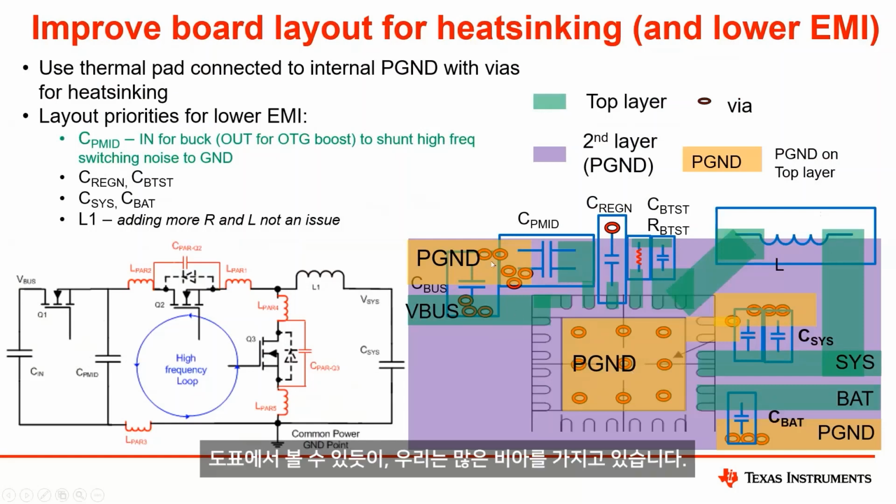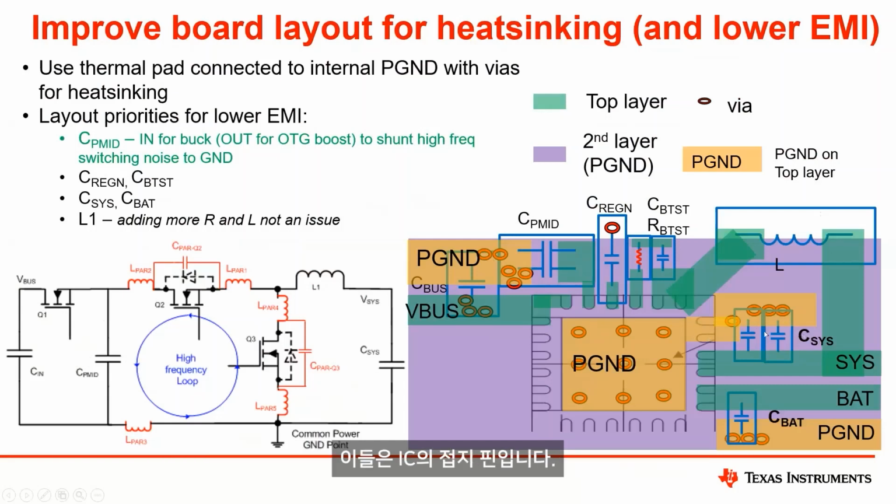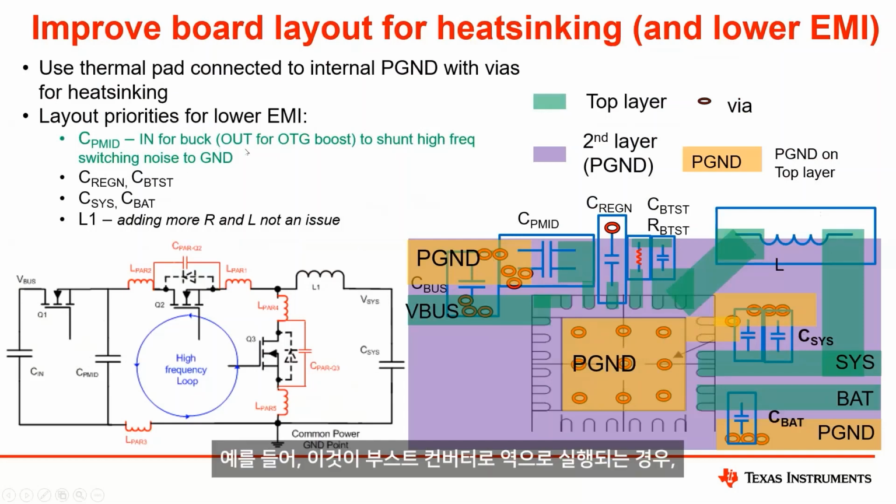And as you can see on the diagram, we have a lot of vias that take us back, and then the two pins over on the right-hand side that connect directly to the ground of the sys caps, those are the ground pins of the IC. So the priority for any kind of buck converter, and also if, for example, this is running in reverse as a boost converter, is that the PMID cap is critical to make sure that you have the lowest EMI possible.